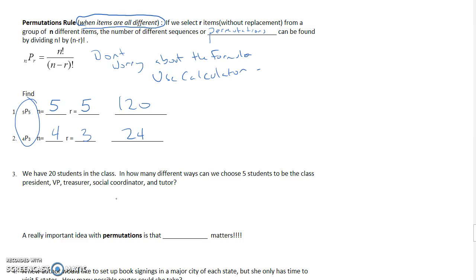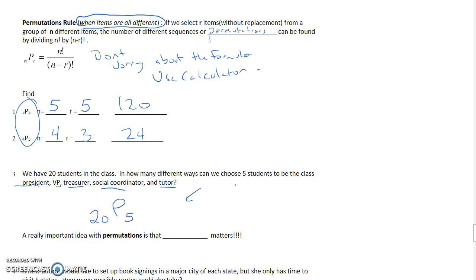We have 20 students in this class. How many different ways can we choose 5 students to be in the class, to be the class president, the VP, the treasurer, the social coordinator, and the tutor? So we are assigning 5 roles, right? So we have 20 students, and we are putting them in permutations of 5.